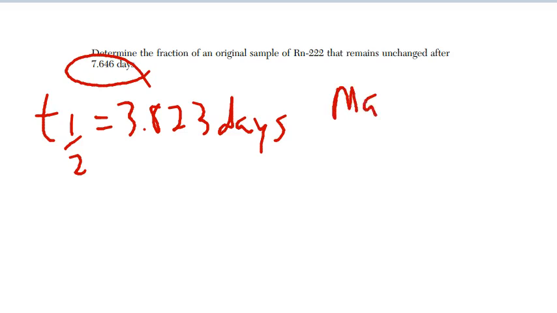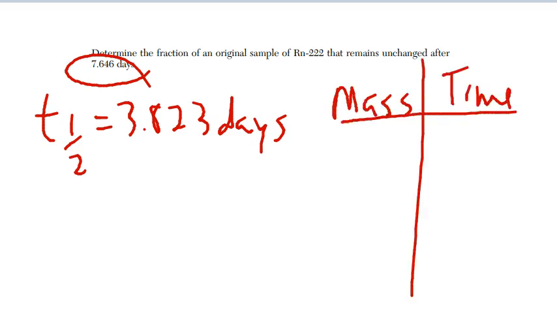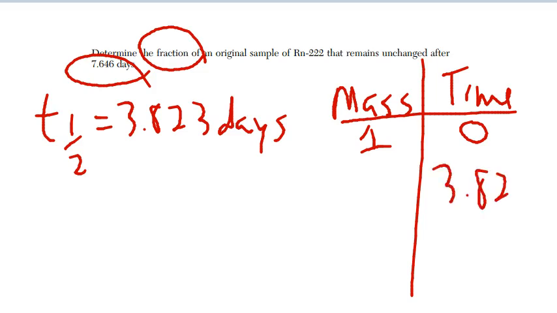Mass and time chart. Now, we weren't given a mass to start with to figure out a mass at the end. Instead, it's talking about the fraction. In other words, we're starting with the number 1, meaning the whole thing. And the time that we're starting is 0. As time goes on and we hit the first half-life of 3.823 days, we have half of the original sample of radon-222. The other half has transformed into a different isotope. So now we're at 1/2.